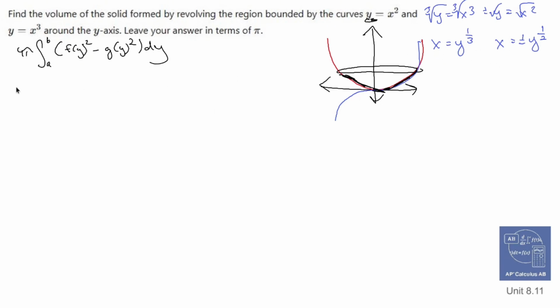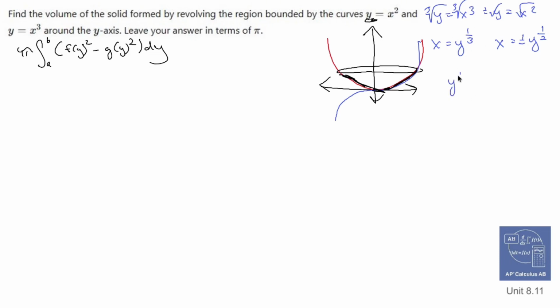So these are my two equations. Let's set this puppy up. Do I have my limits yet? No, I don't even have my limits yet. Ugh. All right, so my limits are found by setting these guys equal to each other.